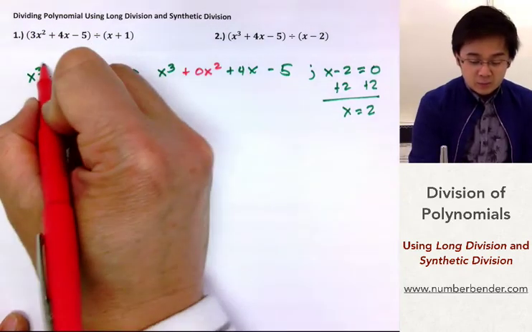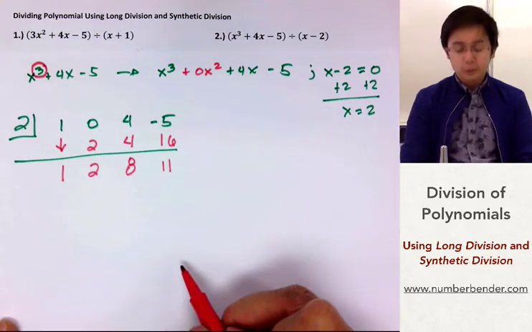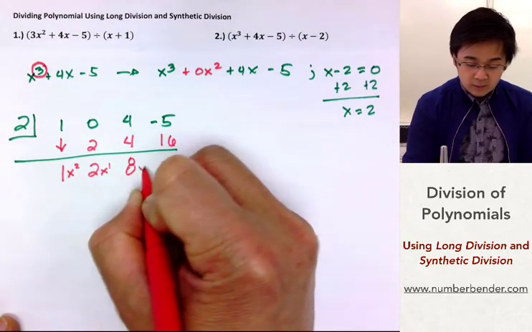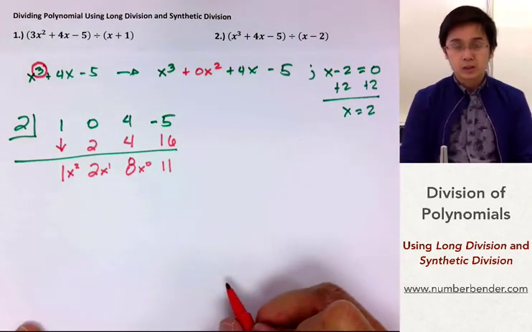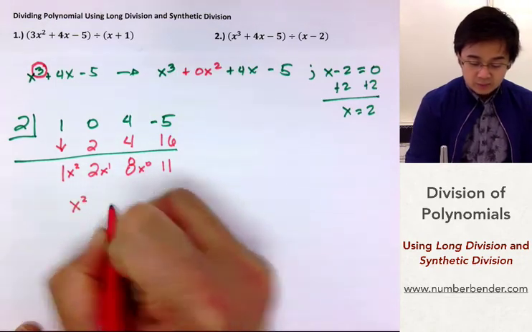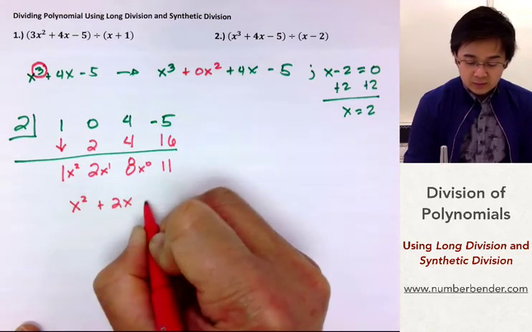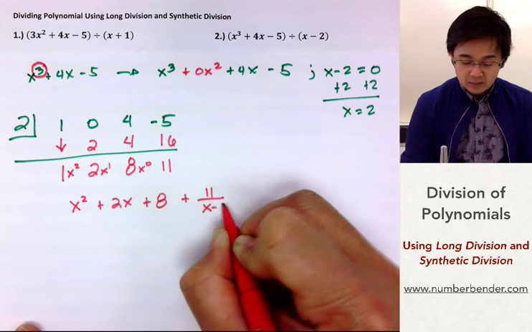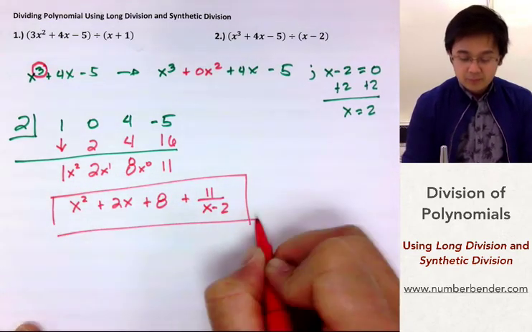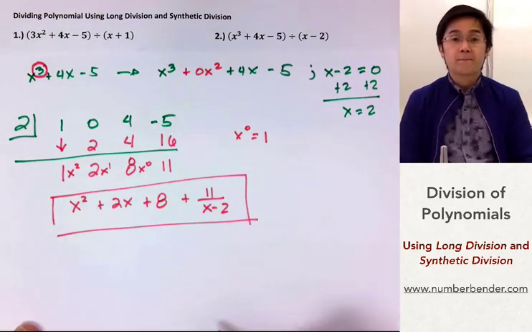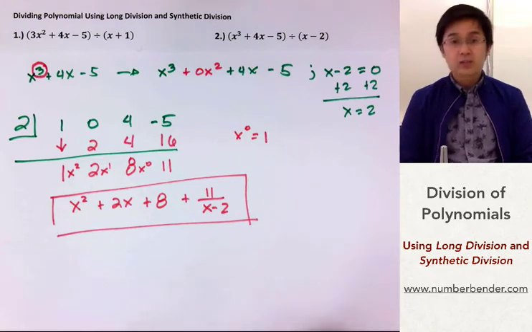And since the highest exponent in our original polynomial is cubed, our answer will have a highest exponent of 2: 1, 0, and the remainder. So our polynomial will be x squared plus 2x plus 8 plus 11 over x minus 2. Because x raised to 0, as we know, is equal to 1, and 8 times 1 is simply 8. So this is how we use synthetic division and long division in dividing polynomials of this form.